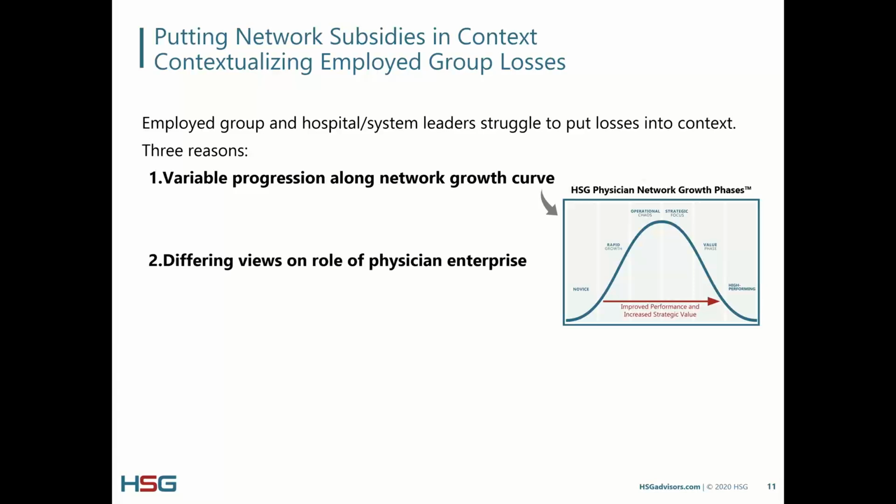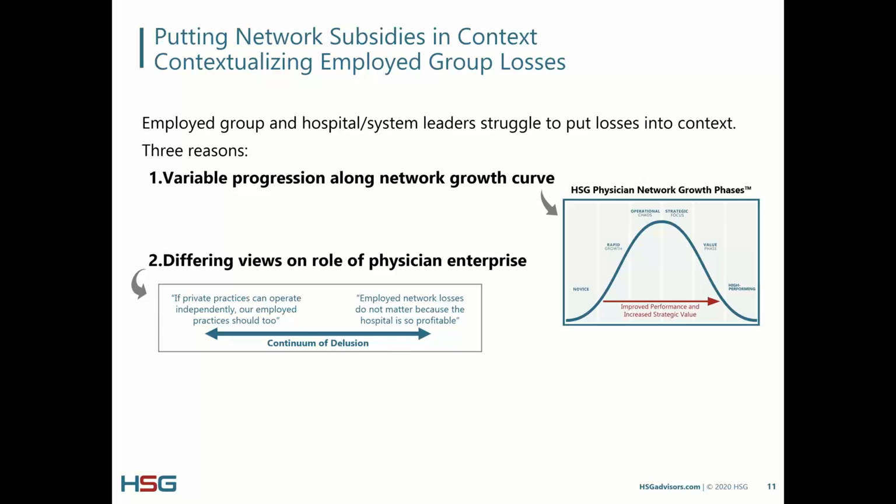And the second is because even within a similar market or even within networks in the same phase, there's going to be differing views on the role of physician enterprise. And you remember Travis kind of talked about this too, because if we think of the two sides of what we consider might be a continuum of delusion, on one side, you have hospital leaders who say, well, these private practices were financially sustainable when they were independent, so now that we've employed, they shouldn't be losing any money. And Travis did a good job talking about why our philosophy thinks that that's a little bit crazy.